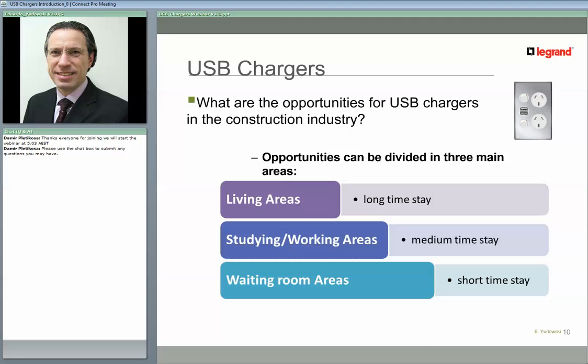Now, what are the opportunities for USB chargers in the construction industry? Well, we divided the opportunities into three different areas. There is a question from Tim. I'll attempt to reply to him a bit later on. Living areas, we define them as a long time stay. Then we've got starting and working areas, a medium time stay, and waiting room areas, a short time stay.